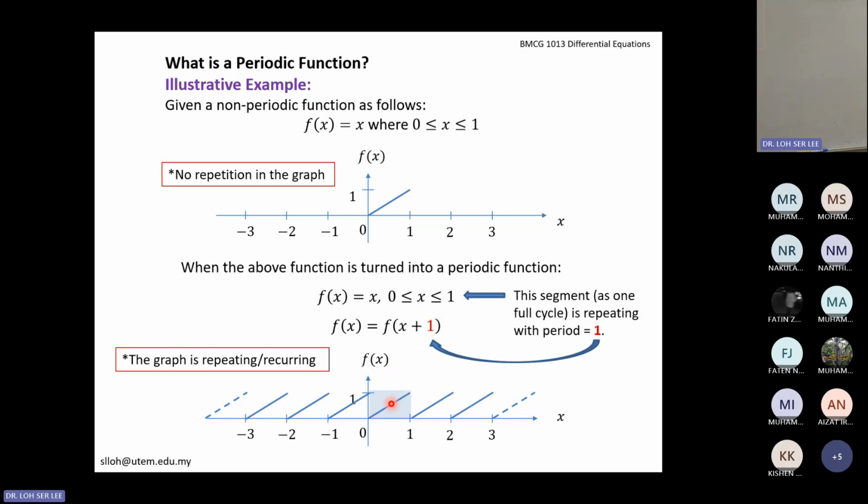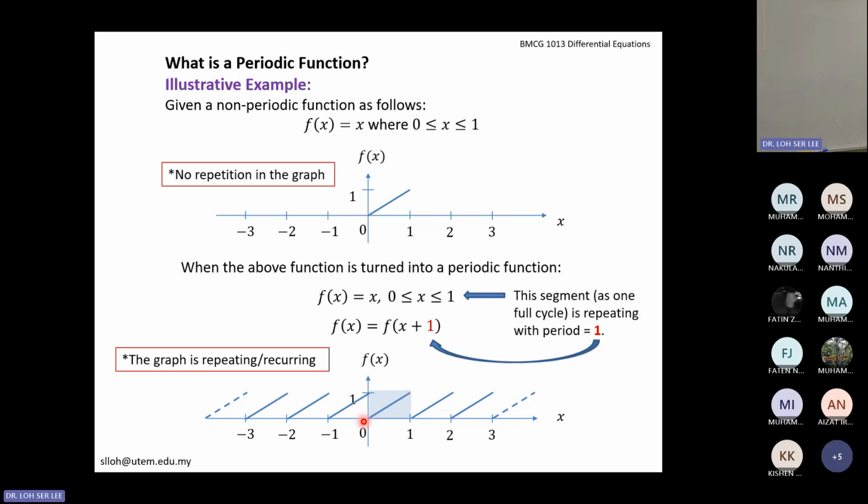This is the graph of this x, and the period is 1, the distance of the interval. So this is one full cycle, representing the period of 1.